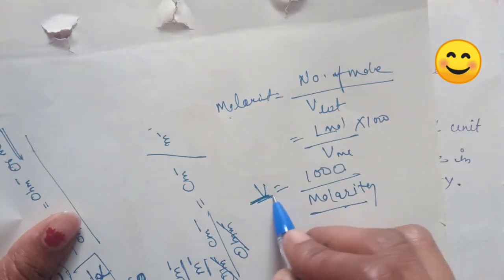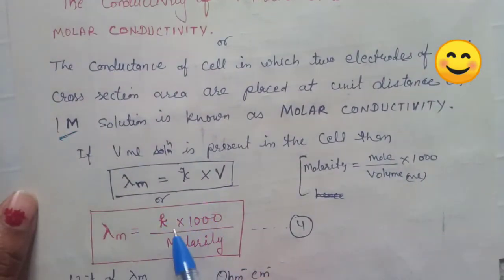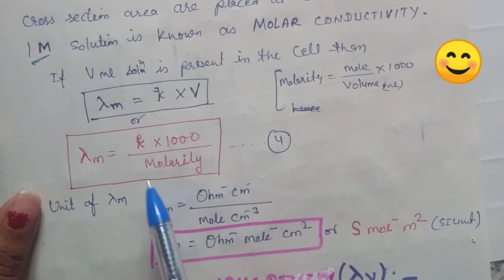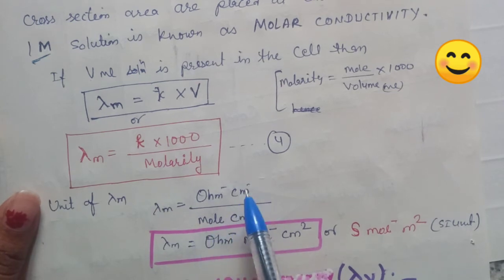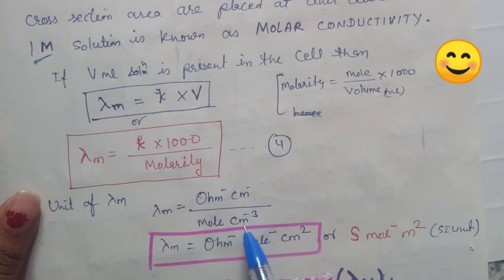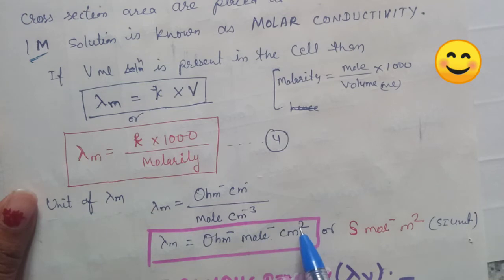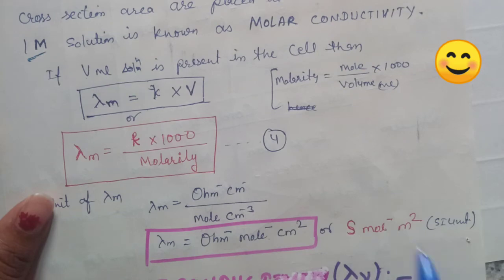So we can place the value of V in the equation. Lambda m is equal to kappa into 1000 upon molarity. Now its unit: kappa means ohm inverse centimeter inverse, and molarity means mole per centimeter cube. One centimeter cube is cancelled by this. So the unit will be ohm inverse mole inverse centimeter square, or in SI unit, ohm inverse is replaced by Siemens and centimeter square by meter square. So the unit will be Siemens mole inverse meter square.